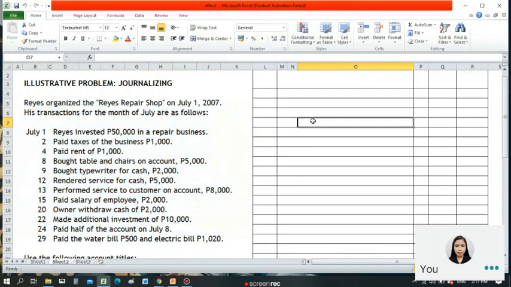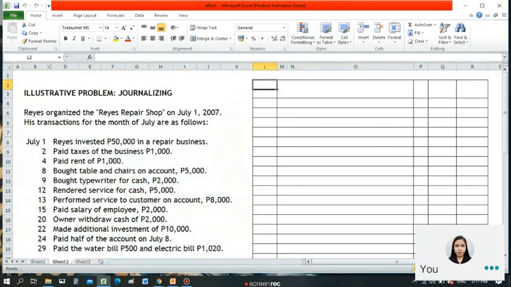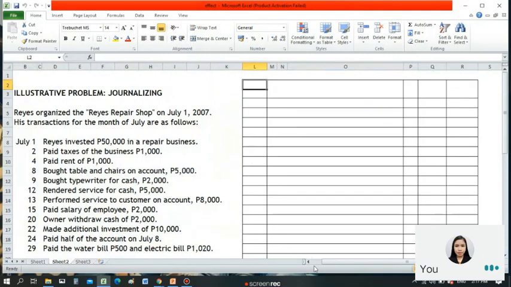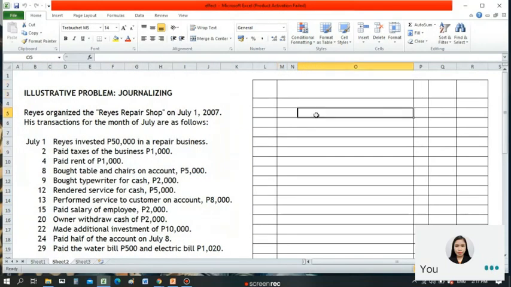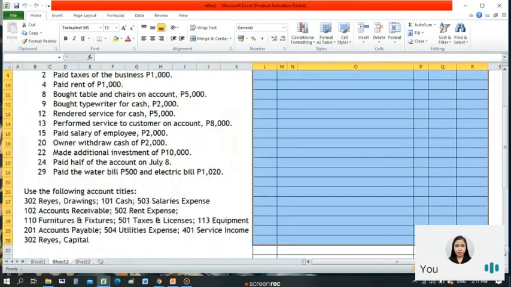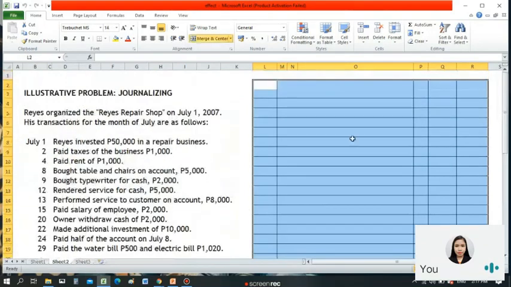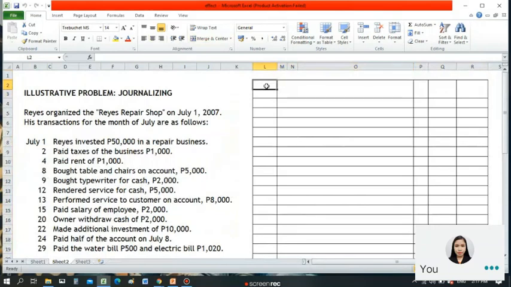Based on the steps that I enumerated a while ago, first you must prepare your journal. This is an example of a journal sheet. This is a five-column sheet with different rows, a lot of rows here. On the first column, this is the column for the date.